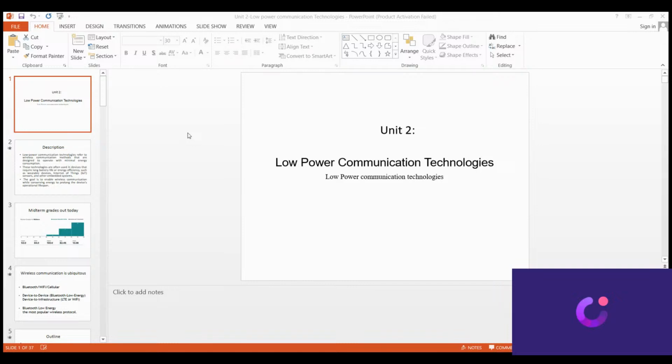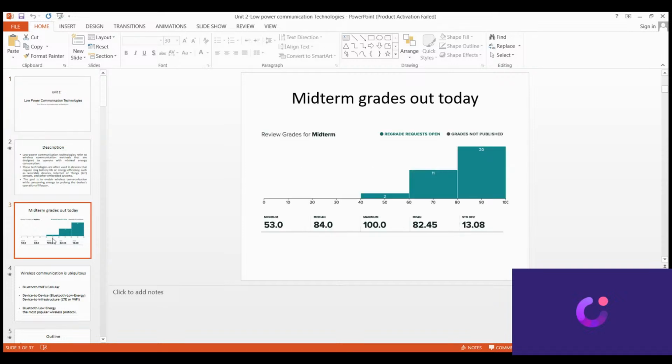Today we're going to focus our attention on low power communication technologies. In addition, what sometimes is known as the LoRa technology. So that's what you're going to look at.